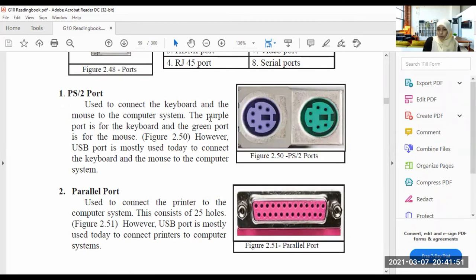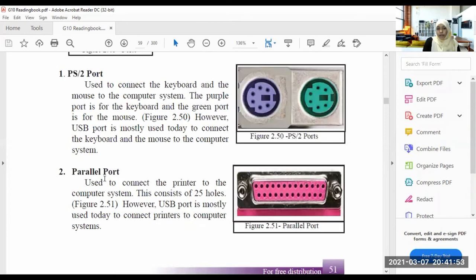Next one is the parallel port. This one you should know, okay? These ports are used to connect printers to the computer system, and also it contains 25 holes.